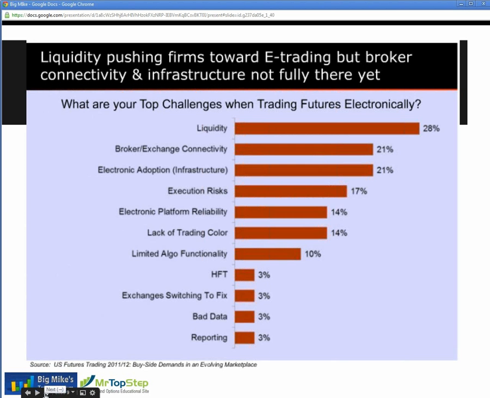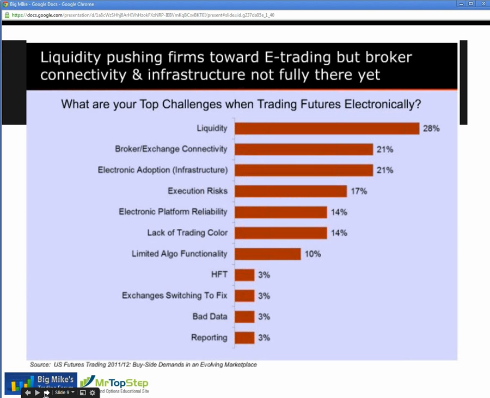So liquidity is pushing firms toward e-brokers. We know this: as they move out of stocks, they're going to be moving into futures. And what are the things they're most concerned about? At the top is, like I just said, liquidity. Is there going to be enough of it? As they add more of this into the market, will the liquidity that's currently out there hold up for what they're doing? I don't know.